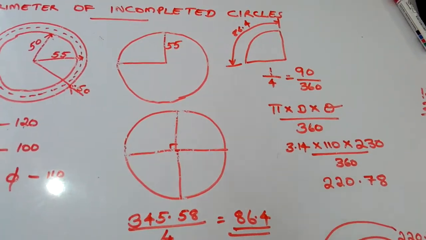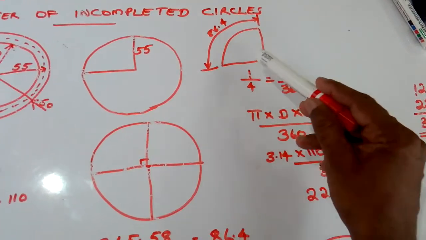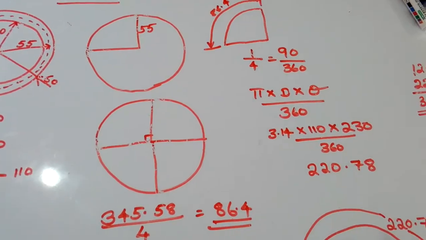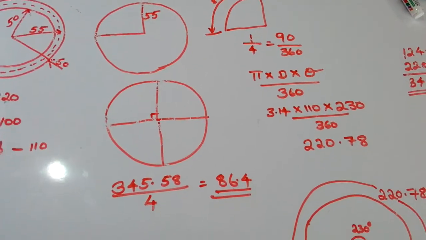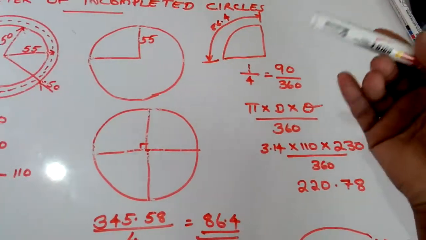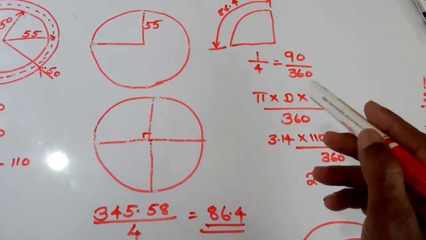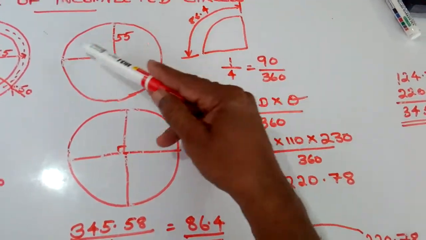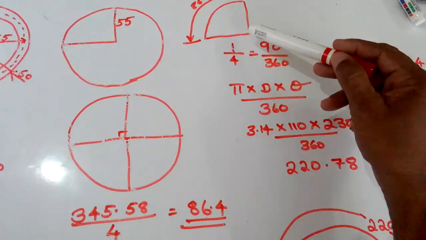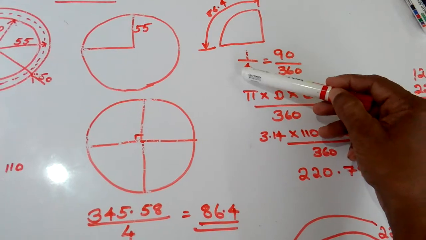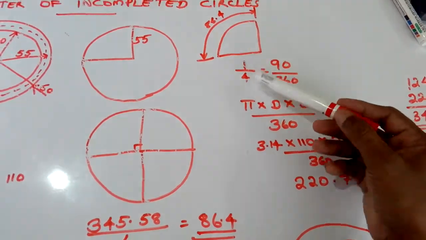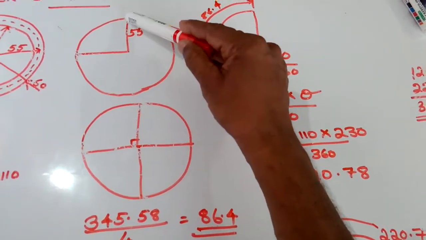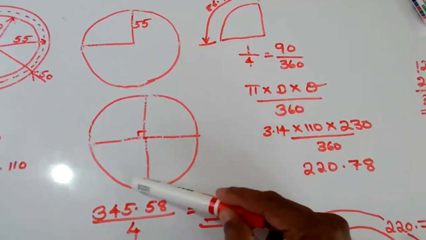86.4 is its measurement. How did we get it? It is 1 part of the 4. So for getting this kind of degree type perimeters, we have to find out how much part of the total part, how much material has to be used in the total part. Here we have to use 1 part in the four parts. When we see the picture, 1 and 4 can be visible: 1, 2, 3, 4.